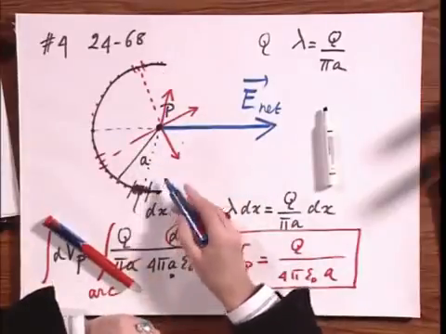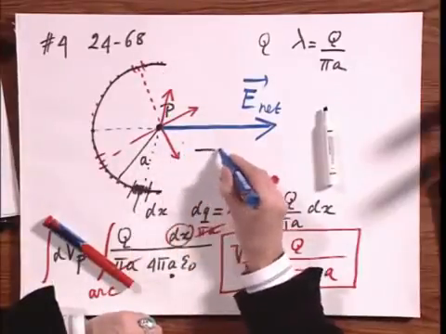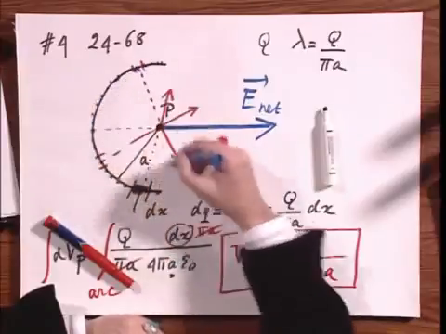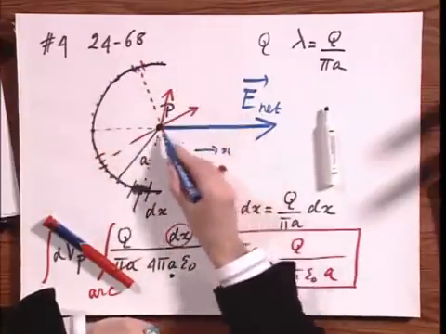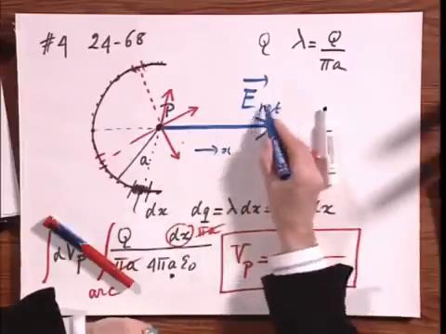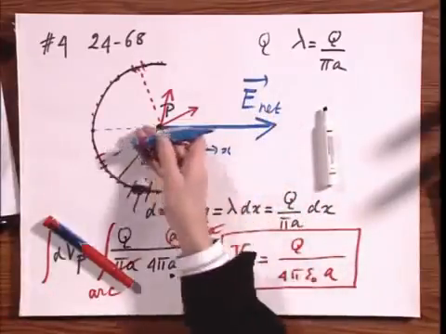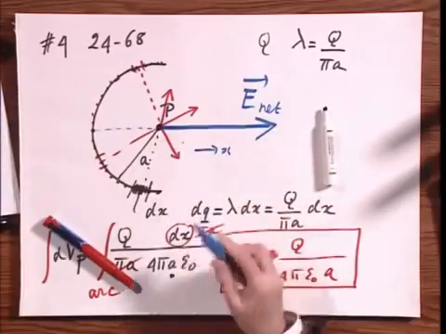So all you have to do is calculate all the x components due to all these little elements, and then you have to do an integral over the whole arc, forgetting the y components, and out comes the net E vector, which will be, I guarantee you, in this direction.